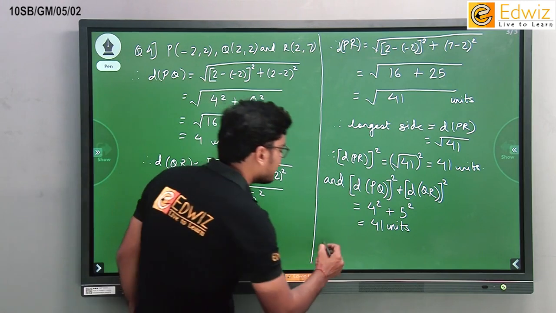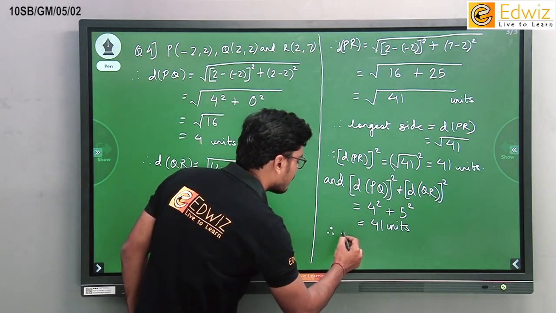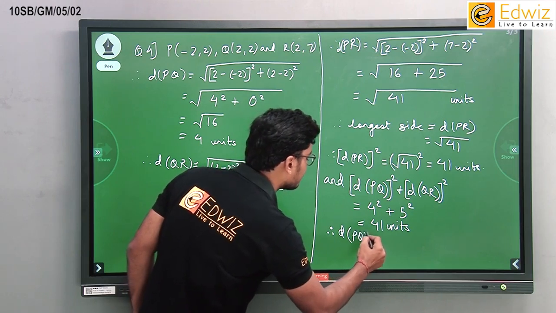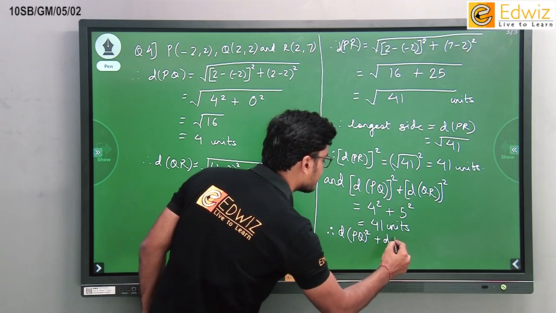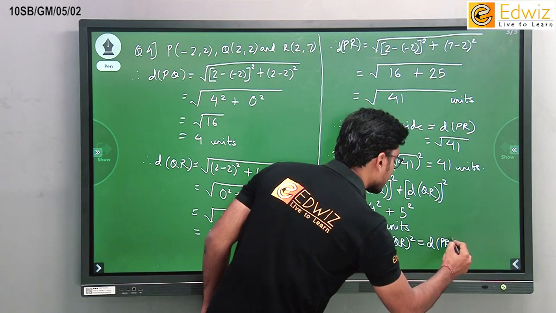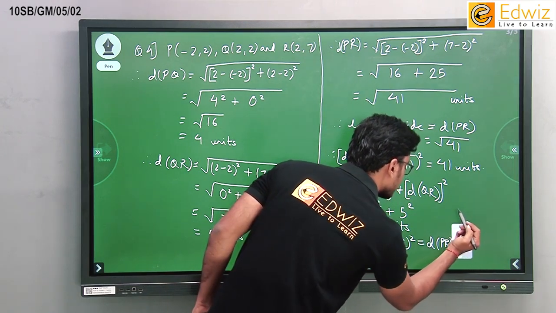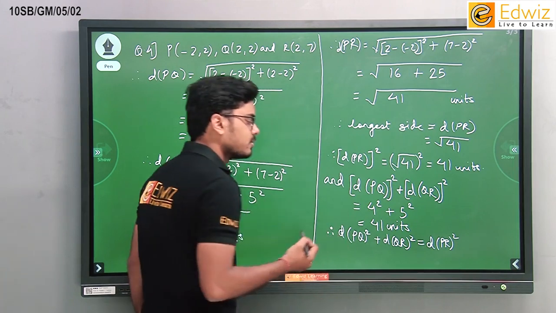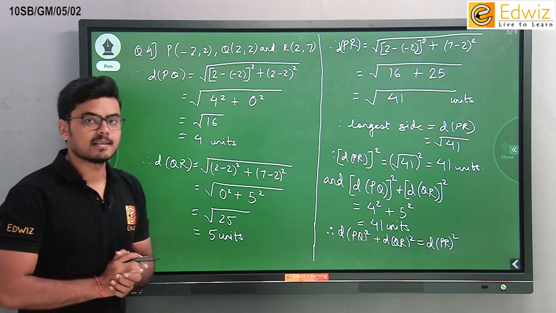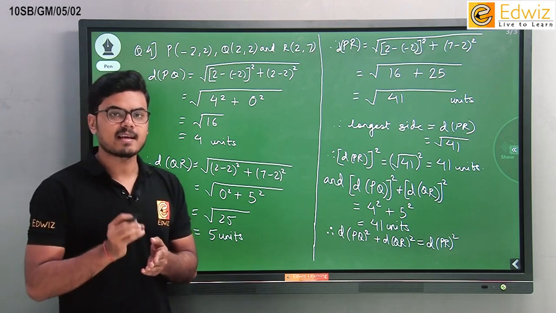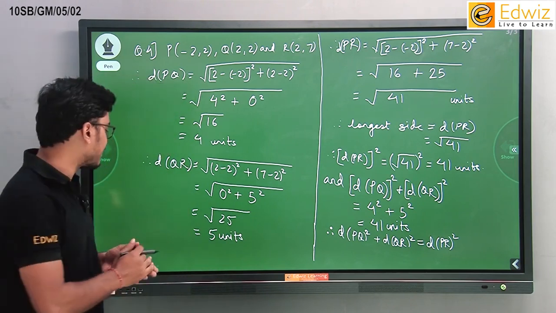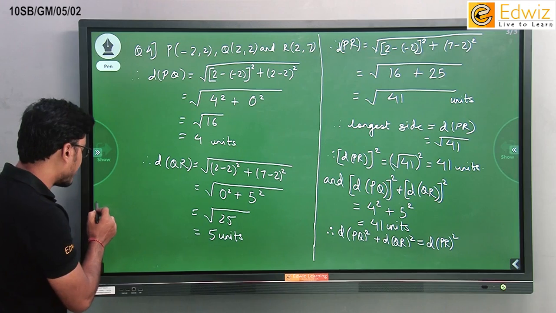Now we'll just write that finally. Therefore, distance PQ square plus distance QR square is equal to distance PR square. Okay, PR square. Okay, so if this statement is true, according to converse of Pythagoras theorem, we can say that triangle PQR will make a right angled triangle. Okay, so we just need to write that down finally in a statement. I'll write it in this corner since we are out of space.